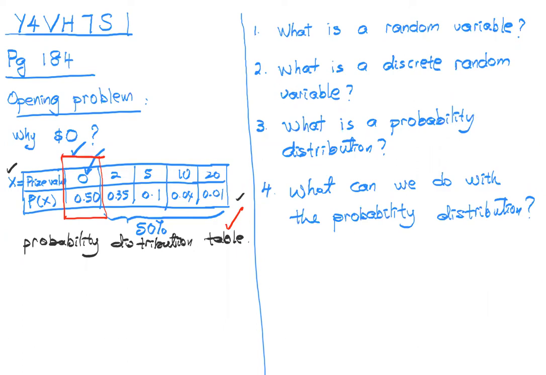We learn in chapter 6. What can you do with this probability distribution? We can do a few discussions. We can make conclusions. So what can we discuss if we look at here? Or what can we count?